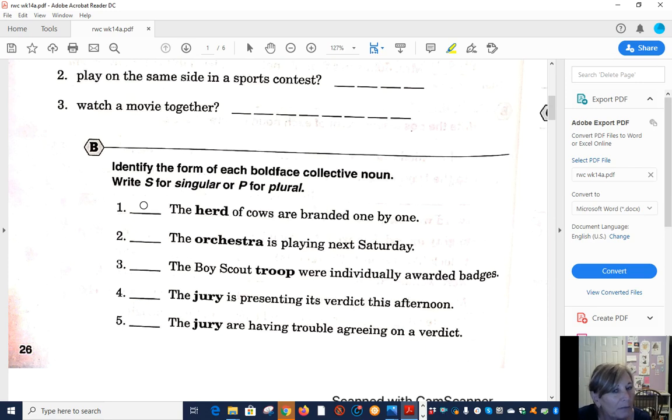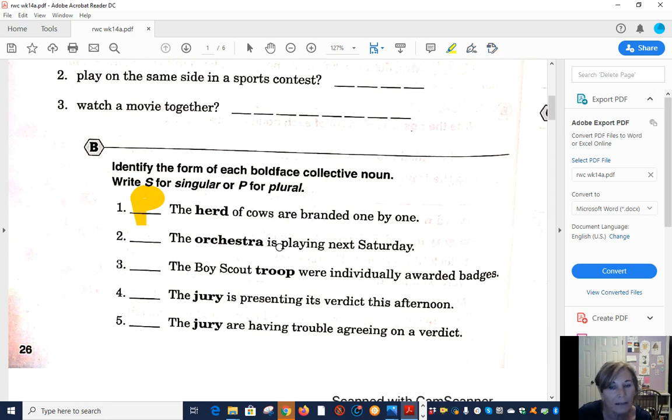The herd of cows are branded one by one. Herd are branded one by one. That means they're not all together at the same time being branded. So this is plural, P, plural. That looks awful, but that's a P. I probably should erase that.